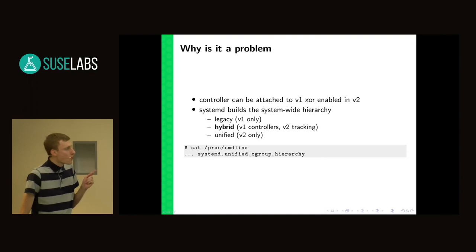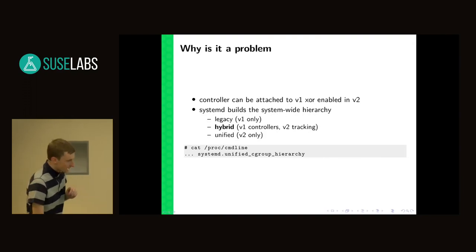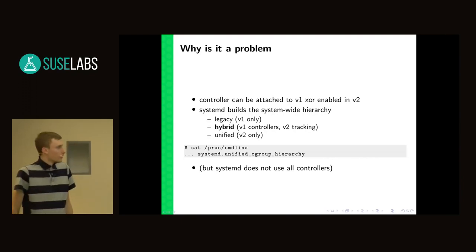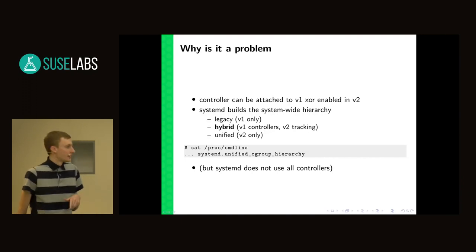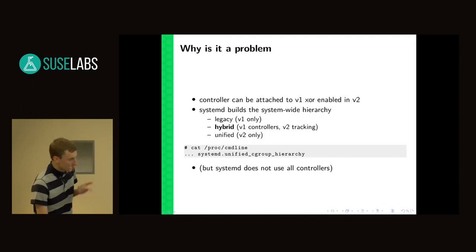Yes, and there is no such option like hybrid, where some controllers would be enabled in the v2 unified hierarchy, and the rest would be attached to the v1 hierarchies. There is one positive side to this, that not all controllers are actually used by systemd. So, for example, the cpuset controller at the moment can be used in the old way all the time. But yeah, without the v2 advantages.